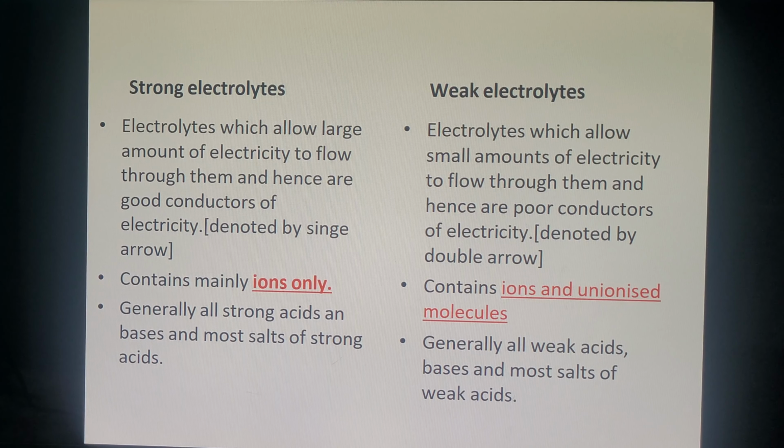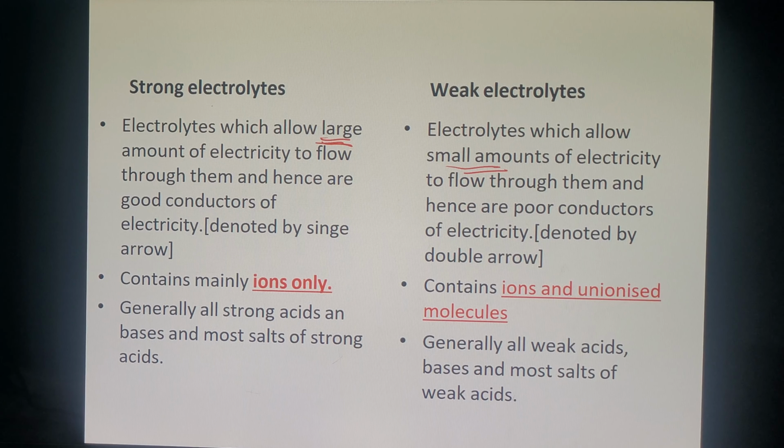Okay. Now we are going to learn the difference between strong electrolyte and weak electrolyte. What is a strong electrolyte? Any substance which will allow a huge amount of electricity to flow through them is called a strong electrolyte. Whereas electrolytes which allow very, very small amount of current to pass through them are called weak electrolytes.